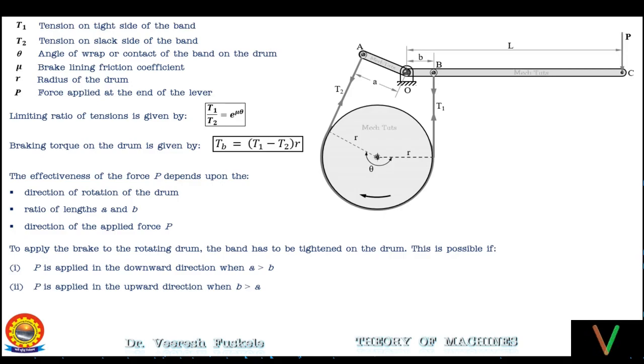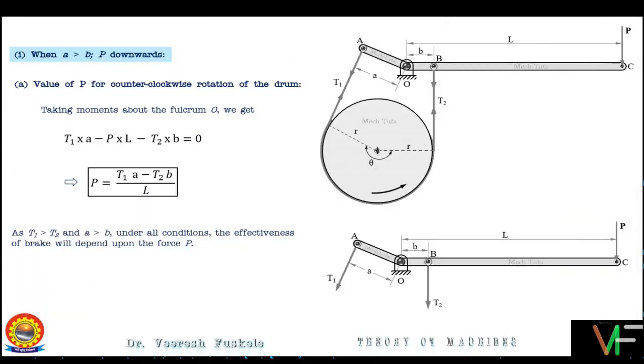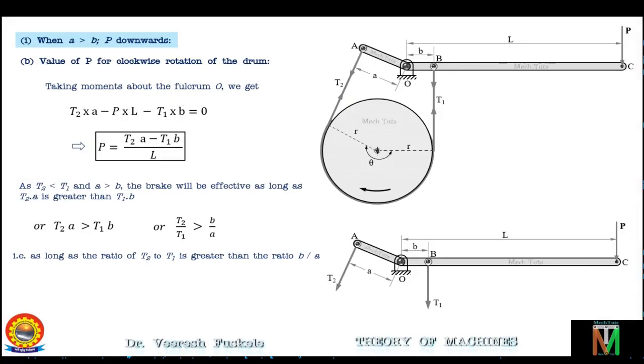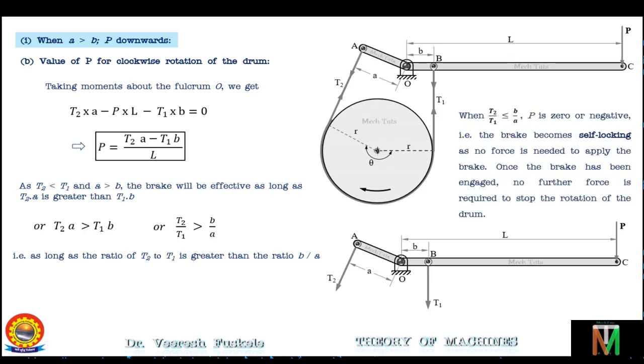We further discussed the first configuration of the differential band brake in which the distance A is greater than B and the force is applied in the downward direction on the lever. We derived the equation of force applied in both counterclockwise and clockwise rotation in this configuration, and learned about the condition of self-locking in case of clockwise rotation. That is, if A is greater than B, force is applied in the downward direction on the lever, the drum is rotating in the clockwise direction, and T2 by T1 is less than or equal to A by B, then the brake will be self-locking.